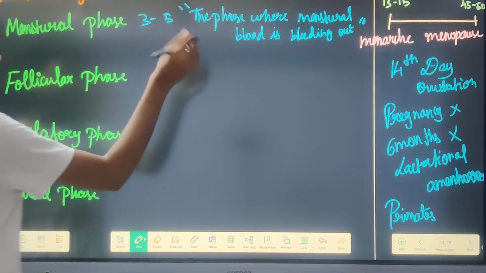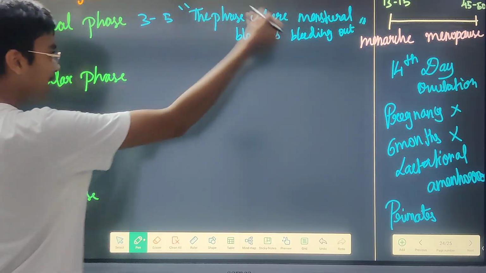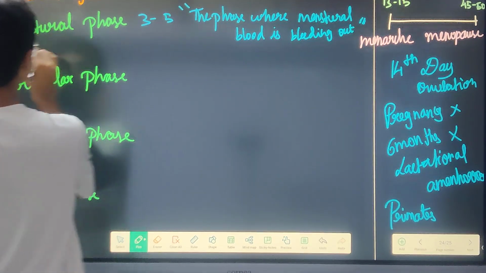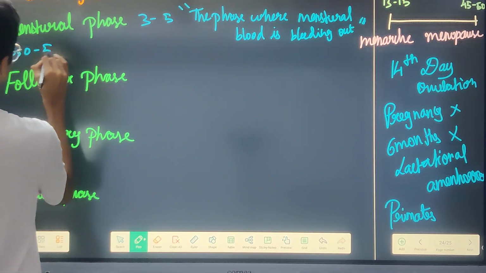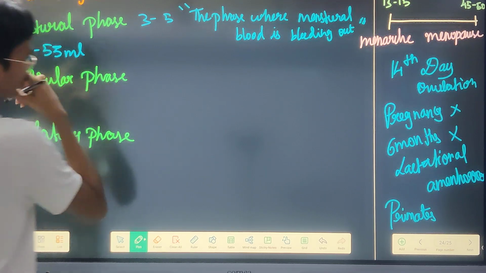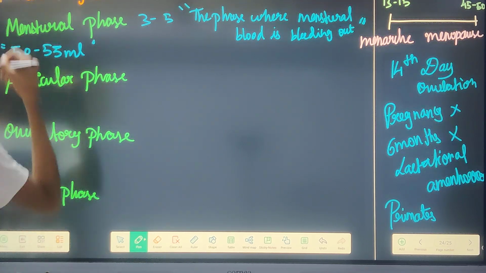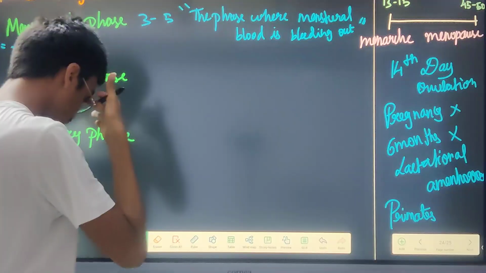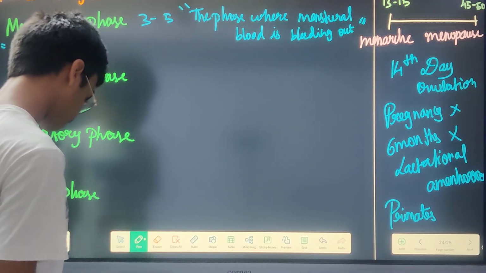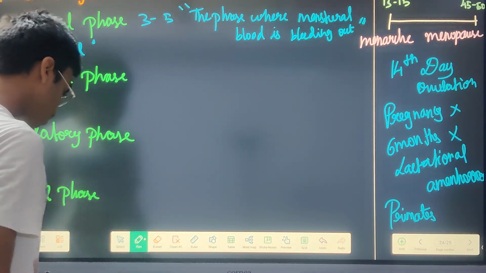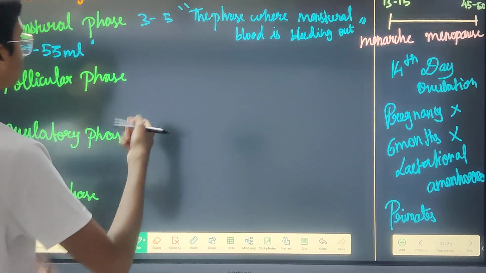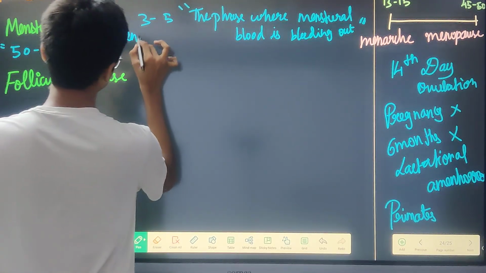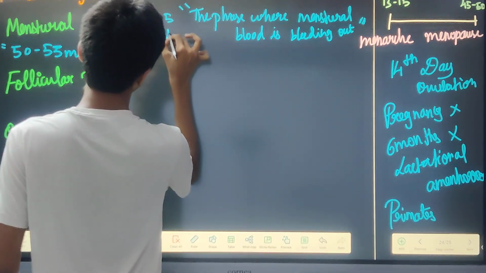Okay, so 3 to 4, 5 days. This is the time when blood will be going out, and the amount of blood is going to be 50 to 55 ml. It will be flowing out. And the blood will have the endometrial lining only. Endometrial lining.